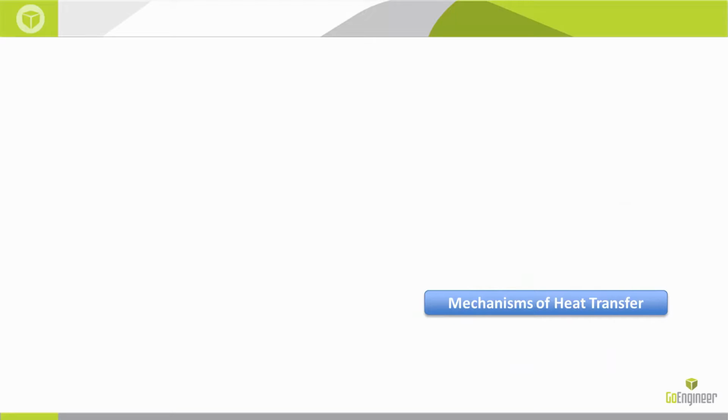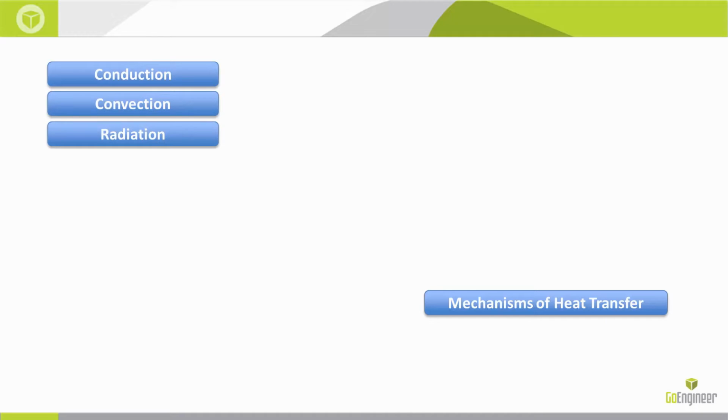Okay, as far as the mechanisms of heat transfer go, what are the three forms of heat transfer? Essentially, conduction, convection, and radiation. Let's spend the next couple of minutes deconstructing each of these and see how we can translate this information to the software and see what information we get out of it.